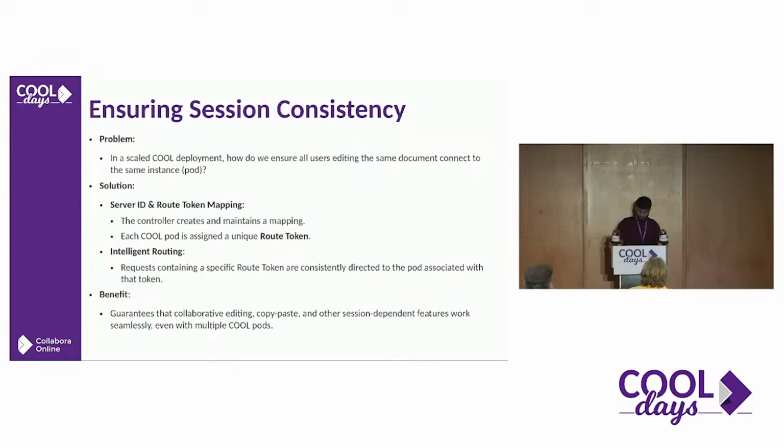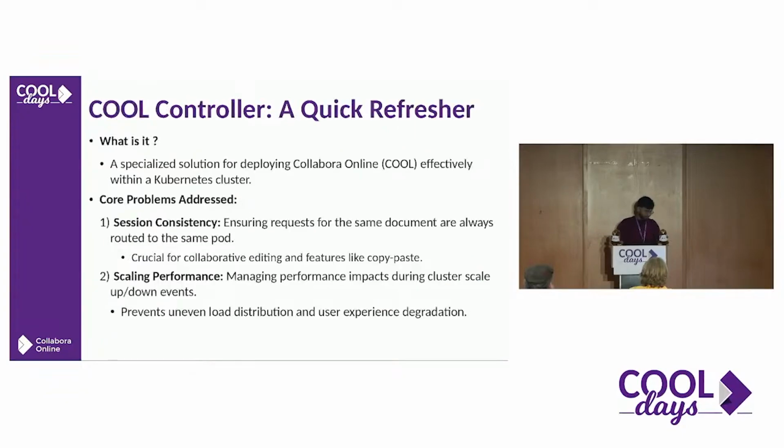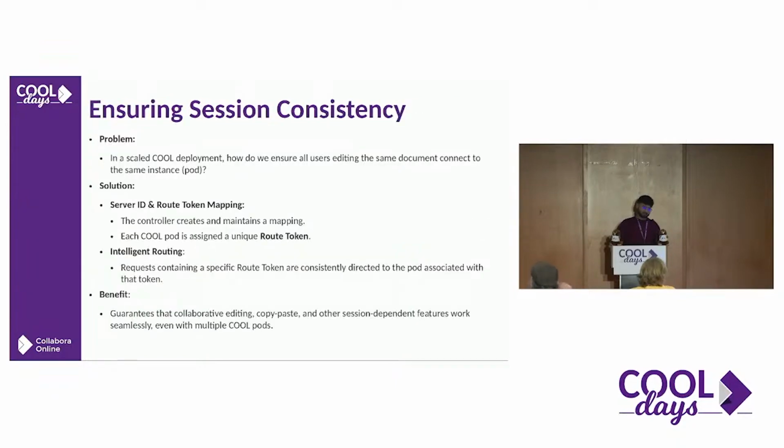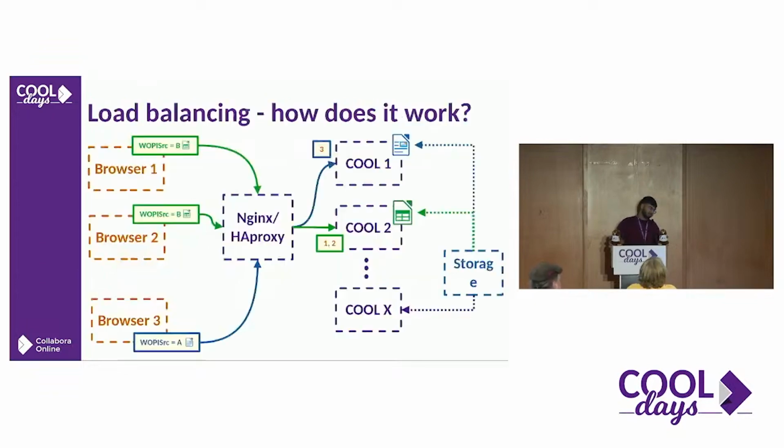And the other problem is scaling performance. For some reason, Kubernetes is slow when you start to auto scale. In general, depending on your service provider, it can take 1 to 2 minutes or maybe 5 minutes to create new nodes, new machines to accommodate the load. These are some of the problems that we try to address using cool controller.